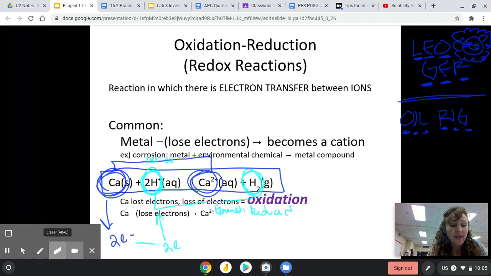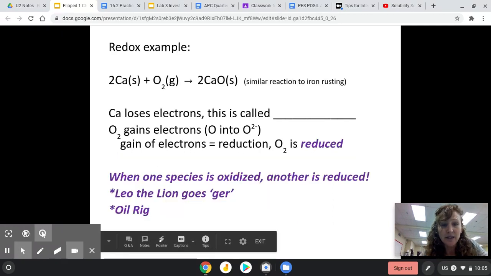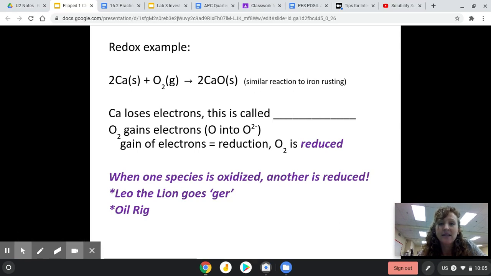All right, so this is a really big skill. The skill would be, can you identify what is oxidized, what is reduced? And can you tell me where the electrons start from and where they go to?